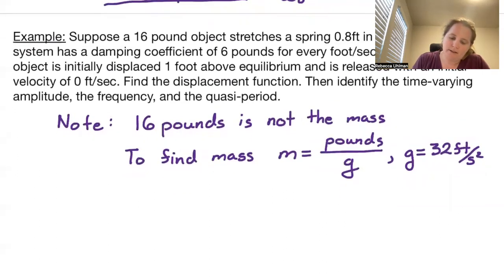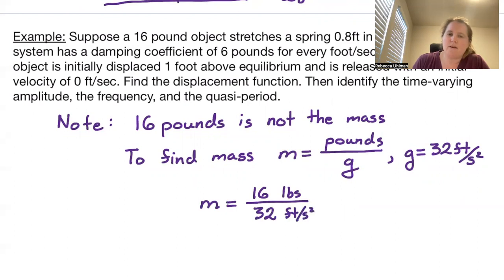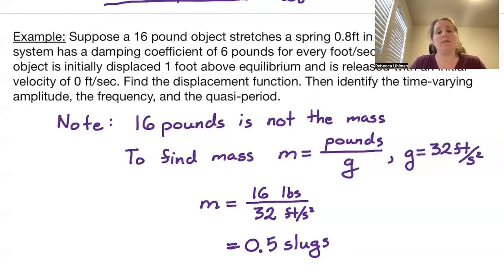So in this case, we have our mass. We have 16 pounds divided by 32 feet per second squared. And so we wind up with 0.5 of what are called slugs. This is our mass when we are working with pounds.